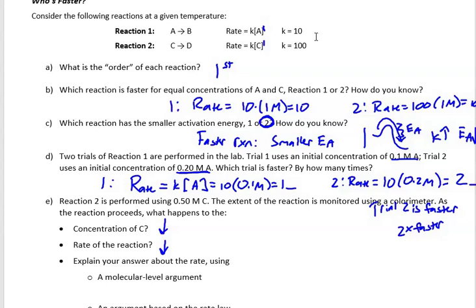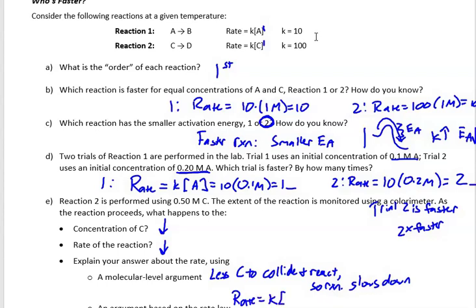And we can now explain this two ways. On the molecular level, we can say that there's less C to collide and react. So the reaction slows down. And now we have a mathematical way of explaining that too, because we know the rate is equal to our rate constant, which is constant, times your concentration of C. And we said that C is decreasing. Your rate constant has to stay the same, so something else has to give, so that means our rate is going to be slower as well.